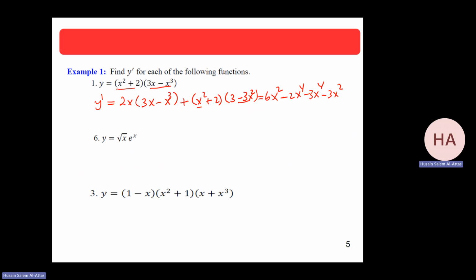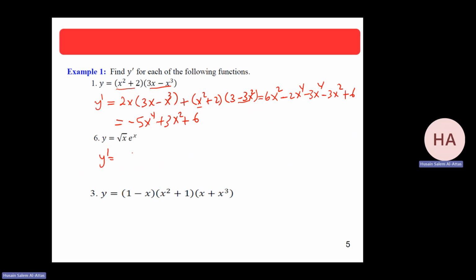Yeah, minus 6x squared plus 3x squared plus 6. So my answer is minus 5x to the power 4, plus 3x squared plus 6. Yeah, that would be the answer.